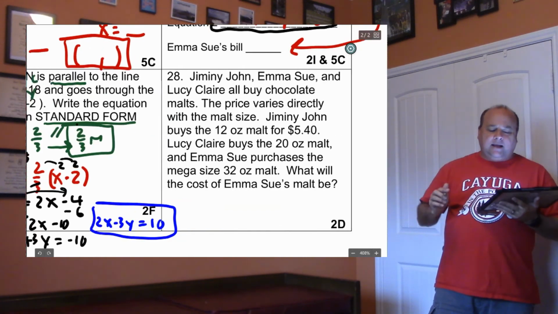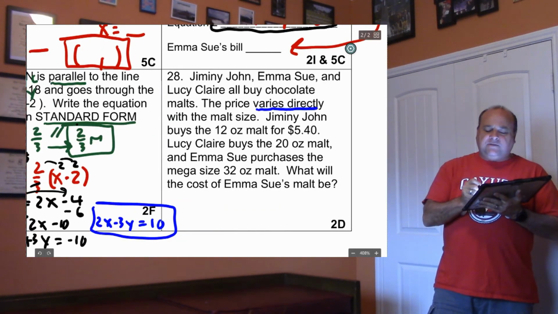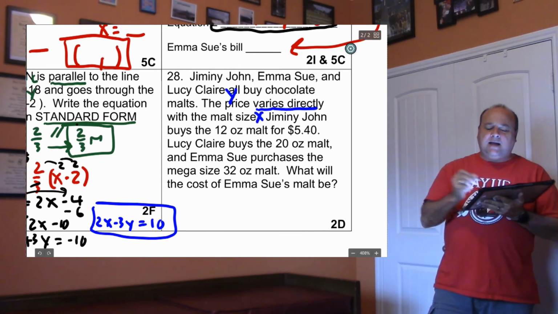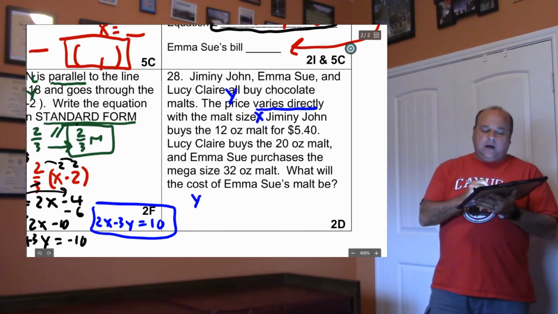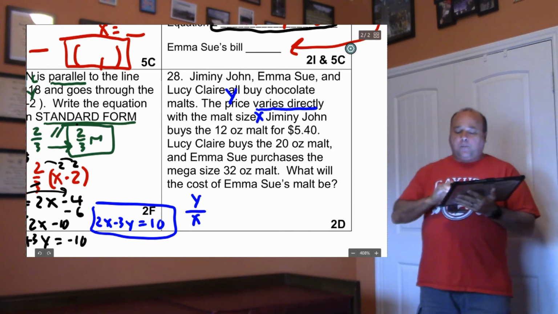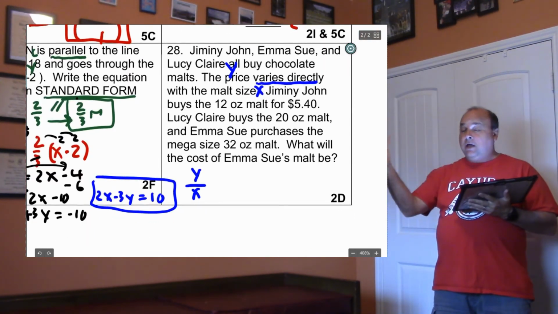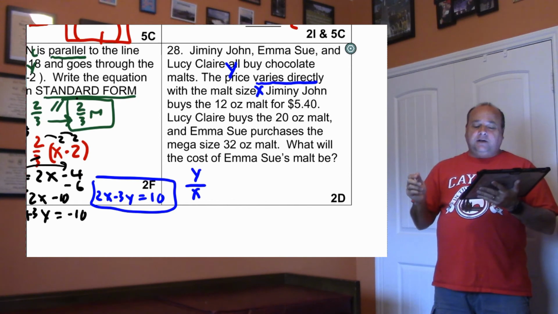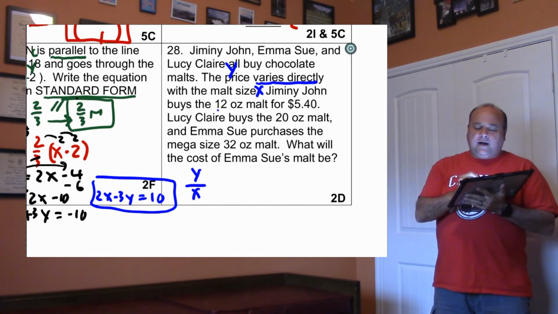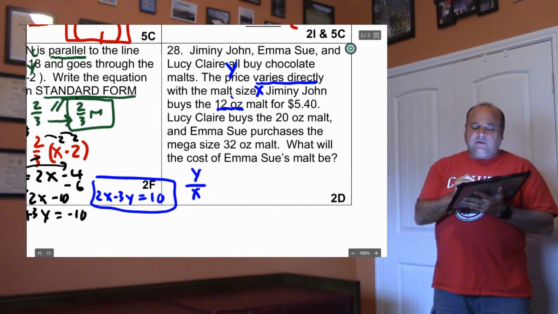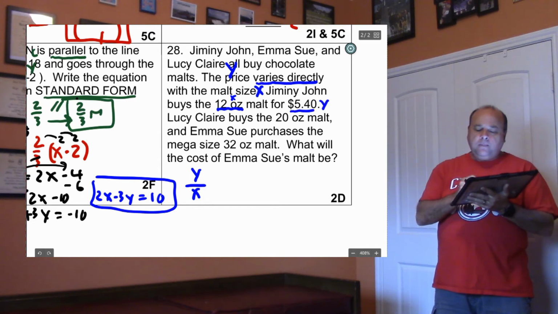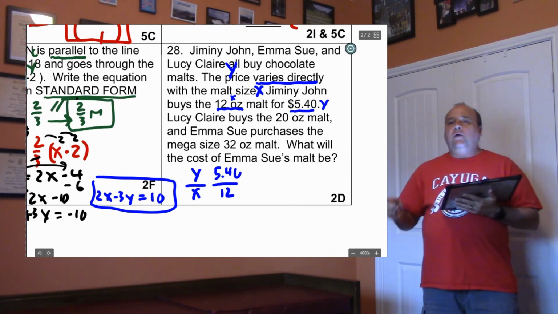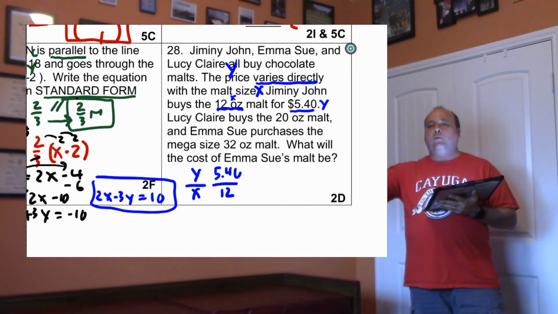Okay, and lastly on 28, the price varies directly with the malt size. This is my y, this is my x. So I'm going to put y over x, and this can be solved with a proportion, and I will show you how to set up the direct variation equation too. But this right here is my size. This is going to be x, and this right here is my price. It's going to be y. So I'm going to put 5.4 over 12. If I divided y by x, that would be my k.